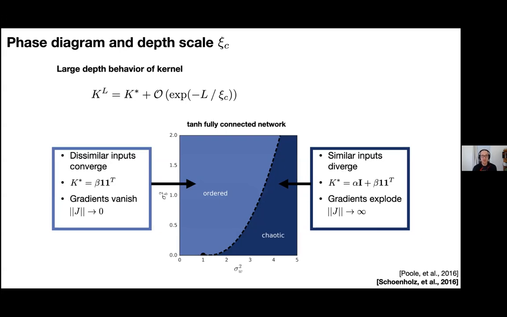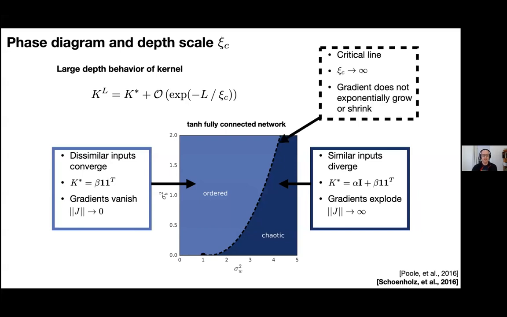There is, however, a line down the center where something different must happen. So along this critical line, it turns out that the two tendencies perfectly balance. K does not exponentially decay towards a fixed point, and the gradient does not exponentially explode or vanish. So it seems plausible that in order to train an extremely deep neural network, this line is likely a really good place to do it.